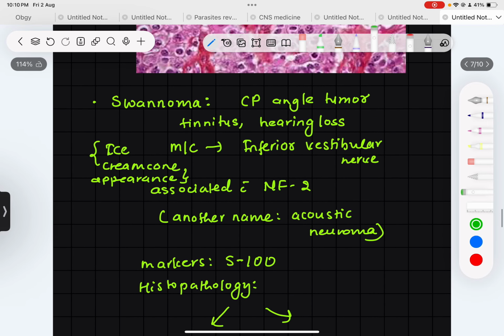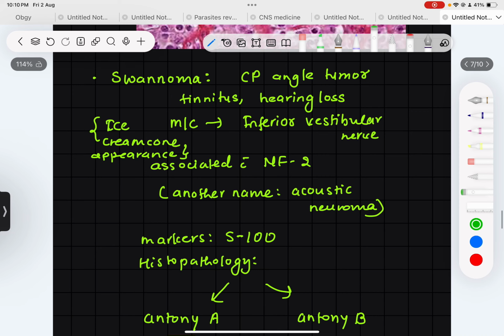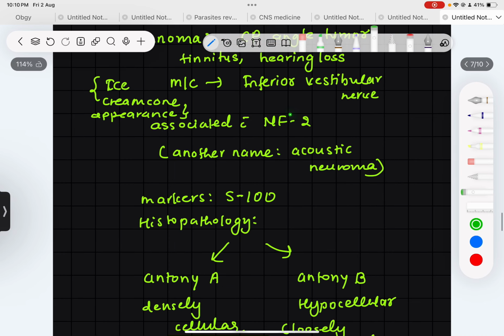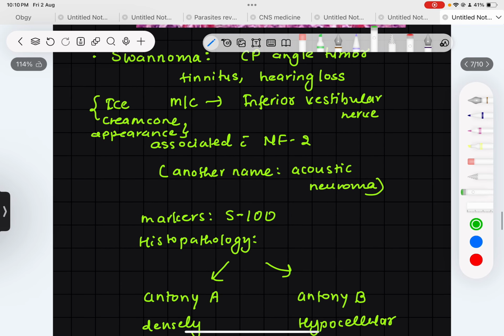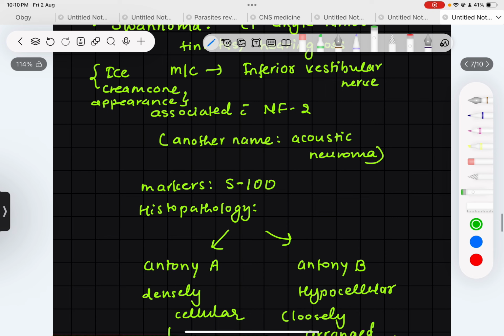Okay. Now the schwannoma. We know that it is most commonly a vestibular schwannoma, so a CP angle tumor, and the findings will be mostly tinnitus and hearing loss, and the most common nerve involved is the inferior vestibular nerve. They are also associated with neurofibromatosis too. Another name is acoustic neuroma.